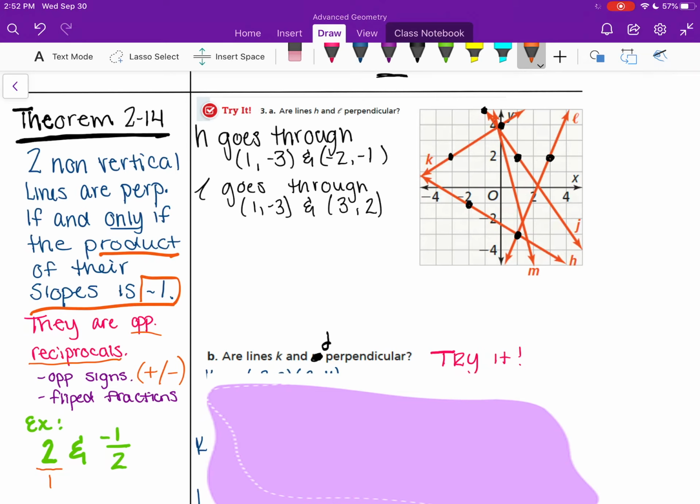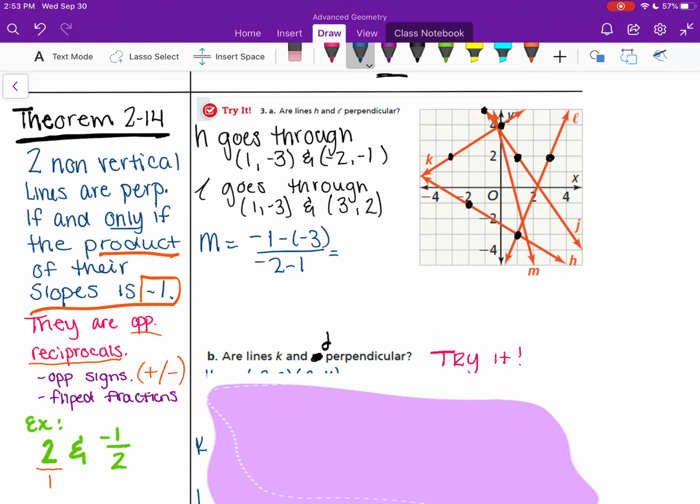So we're going to do 3a, and again I have a figure for you, but I have written down the points that they go through, so you do not need to write down the figure. You can just write down the points that they go through. And we're going to find the slopes of both of those lines. We want to find the slope of h first, and the slope of that is going to be y sub 2 minus y sub 1, and I'm not going to color coordinate it this time. That's negative 1 minus negative 3 over negative 2 minus 1.